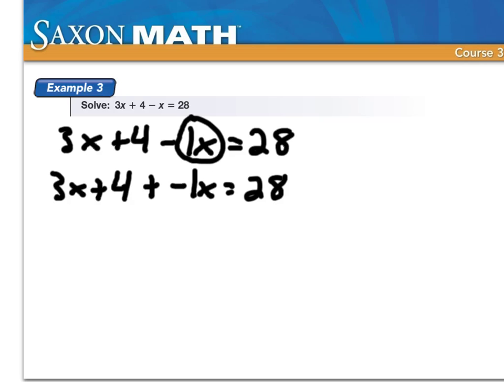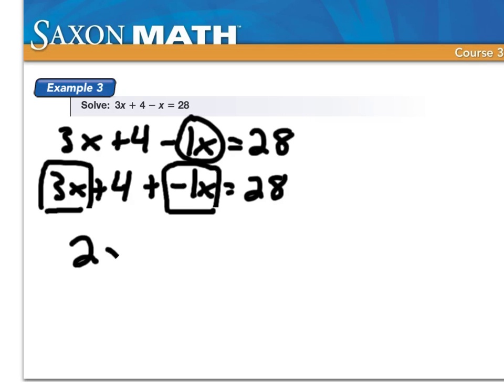So after that I go to like terms. Over here I've got two sets of x's, so I can combine those. They are like terms. So I'm going to take my 3x's and add negative 1x to them. 3x plus negative 1x gives me 2x's. And I've still got plus 4, so I bring that down, equals 28.